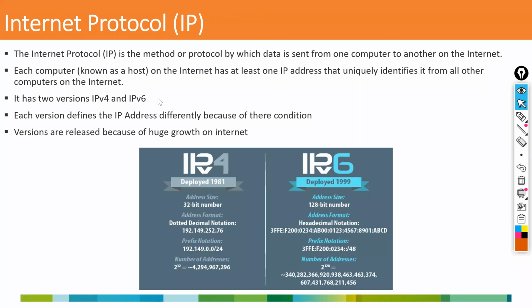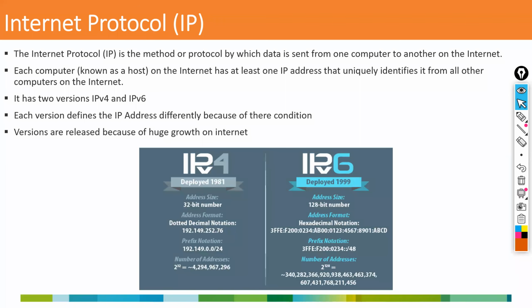Now we have two versions of the IP address: IPv4 and IPv6. The latest version of the IP address is IPv6. Each version defines the IP address differently because of its conditions. Both IPv4 and IPv6 provide IP addresses, and with both we can communicate in networking, but they provide them differently.